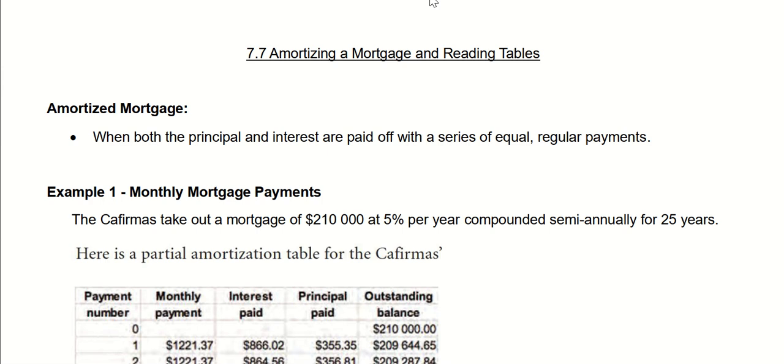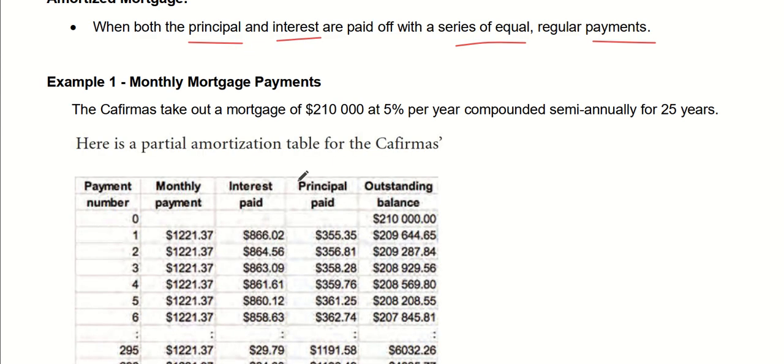Hey there. So, in this video, we'll be talking about amortization of a mortgage and reading tables. This is more about reading tables than anything else. Again, the amortization of a mortgage, we had our definition in the previous lesson, but just to review, it is the principal and interest that are paid off with an equal series of payments, or regular payments. And the best way to understand this, or just to know how to read tables, is to do problems. So let's take a look at the first problem.